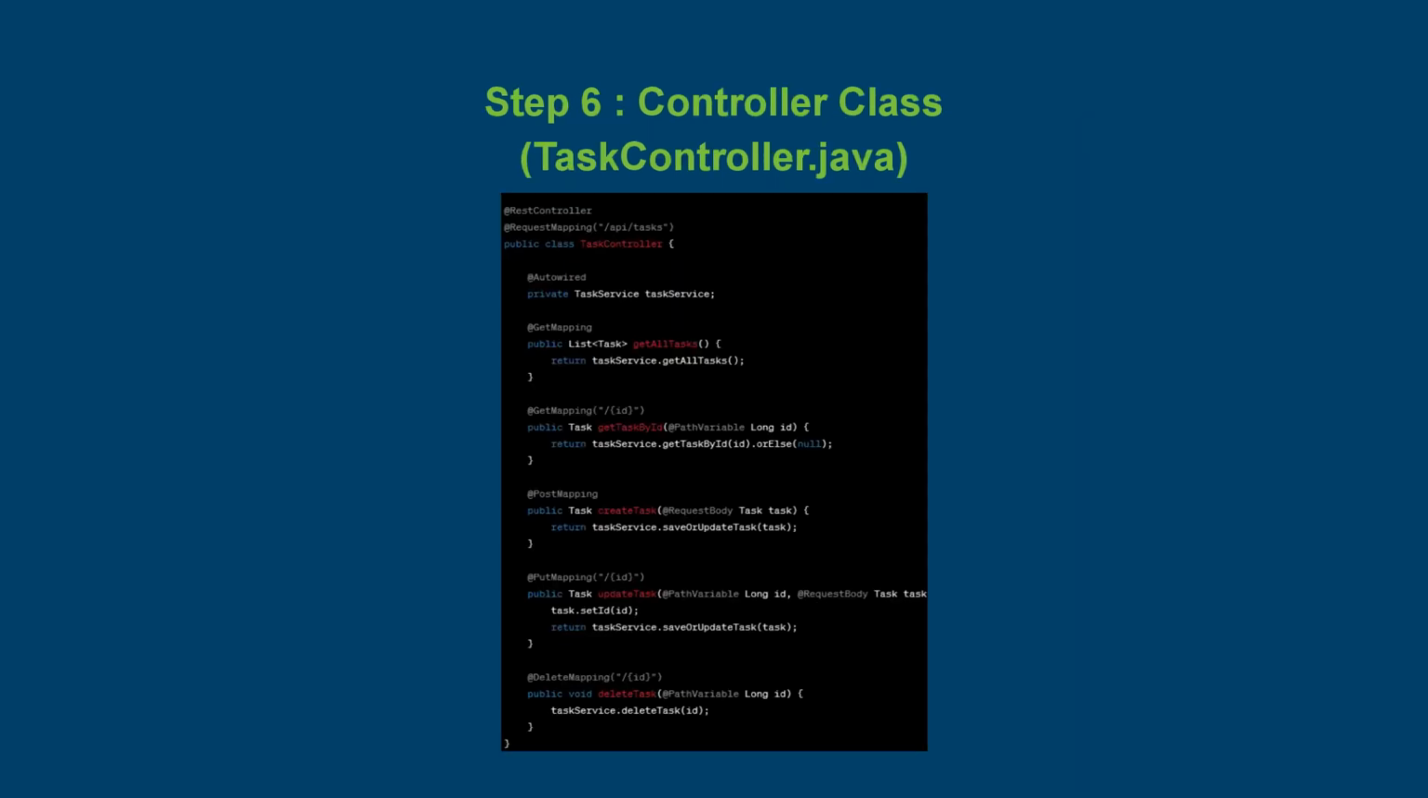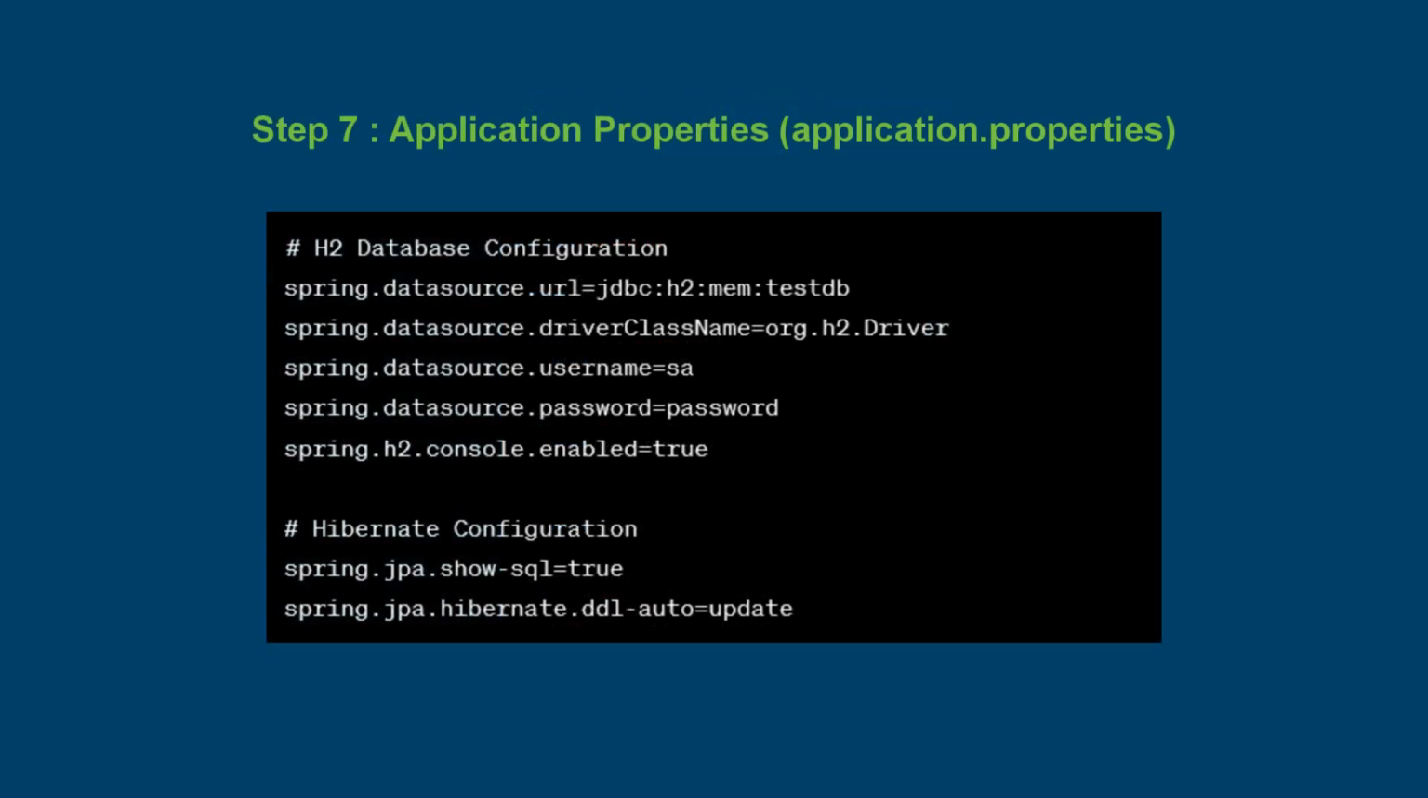Step 6. Controller Class, TaskController.java. The controller exposes RESTful endpoints for performing CRUD operations on tasks. Step 7. Application Properties, application.properties. This configuration sets up an H2 in-memory database and enables the H2 console for debugging.